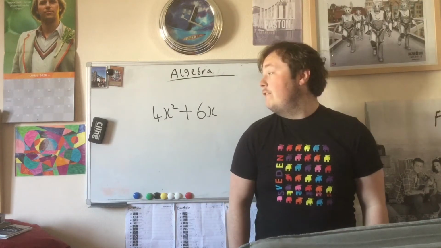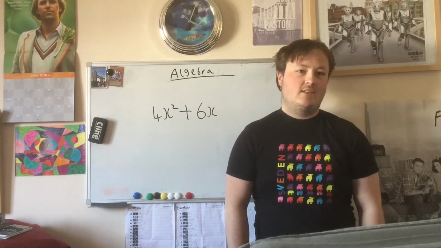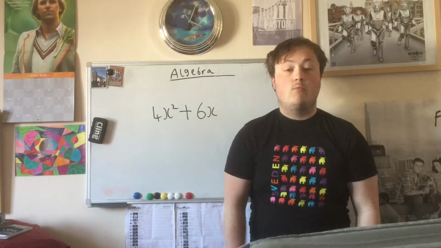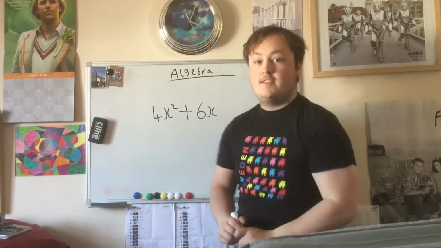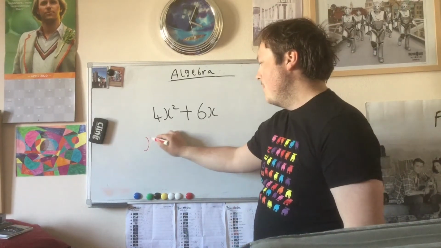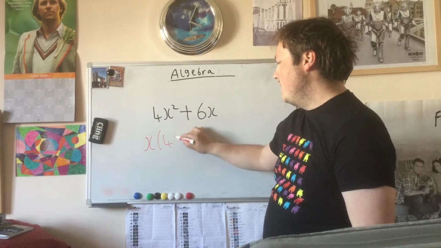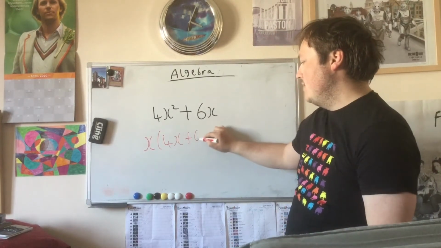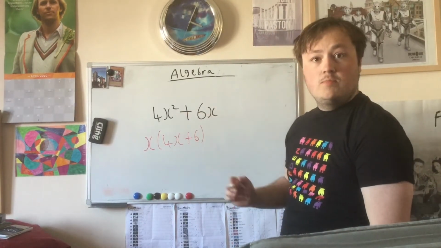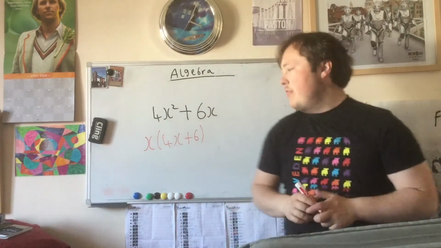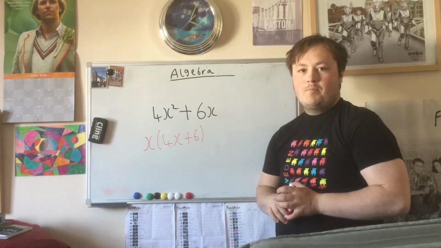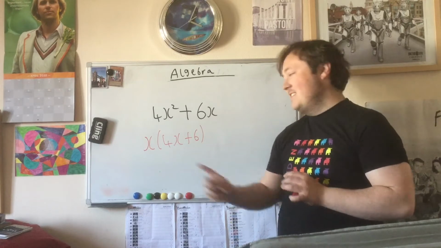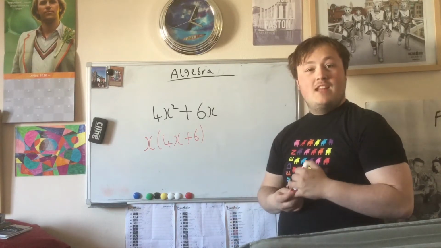So we have 4x squared plus 6x. Now what do they both have in common? Well, the first thing I can tell you is they both have x's. So let's do an x here. We do 4x plus 6, because that's what happens when you divide each of those by x. But that's not all we have to do. Can you notice anything else that this now factorised equation has?